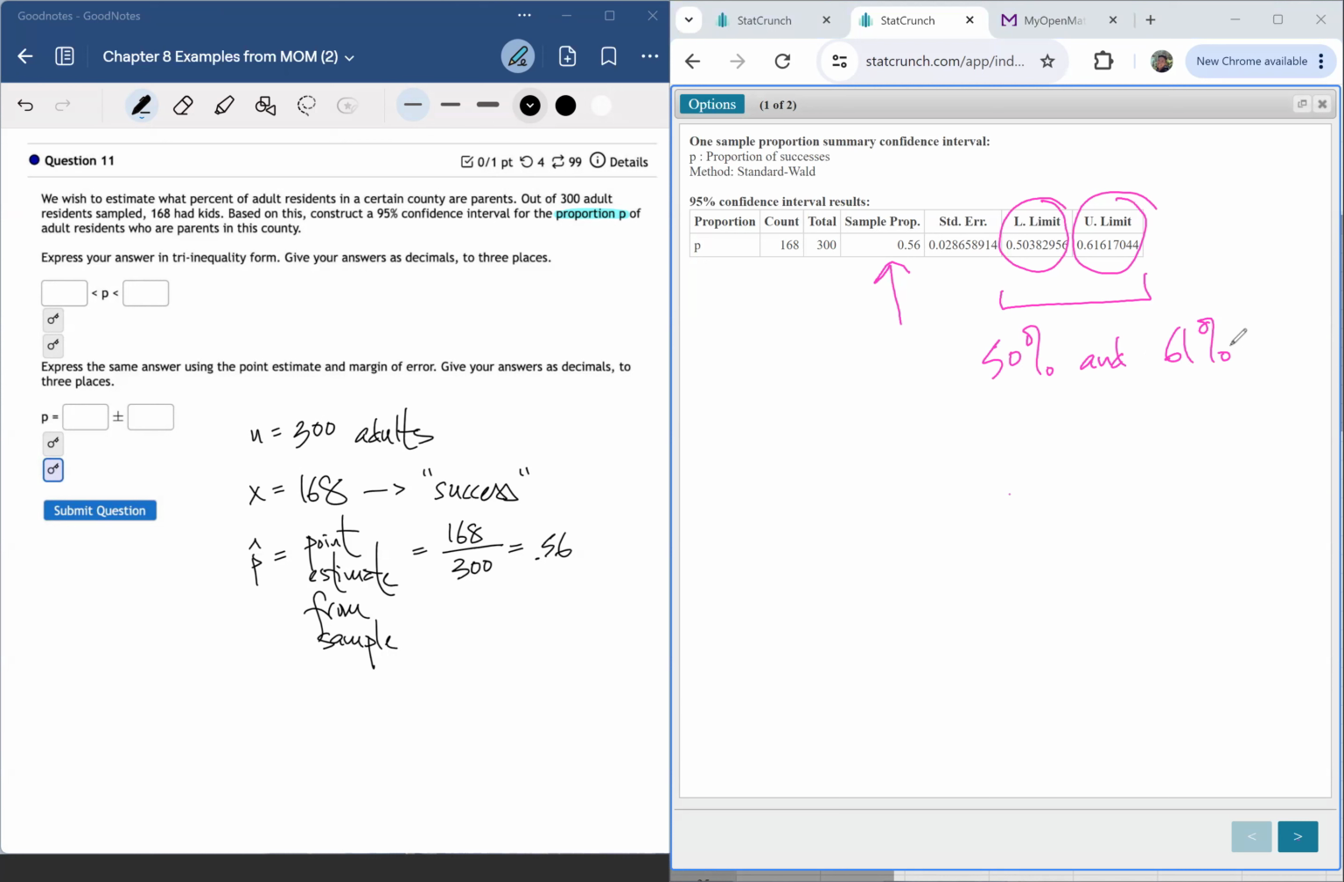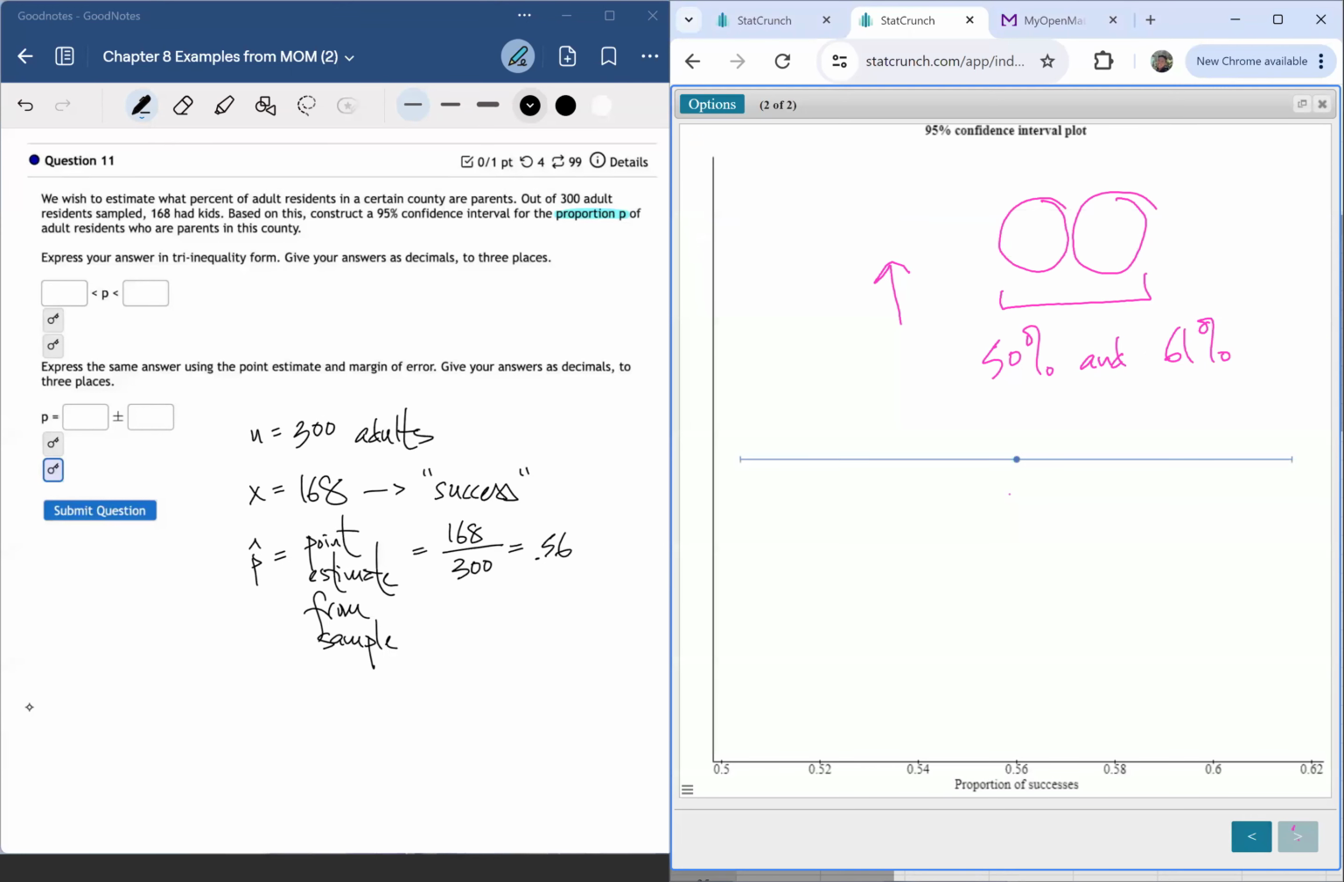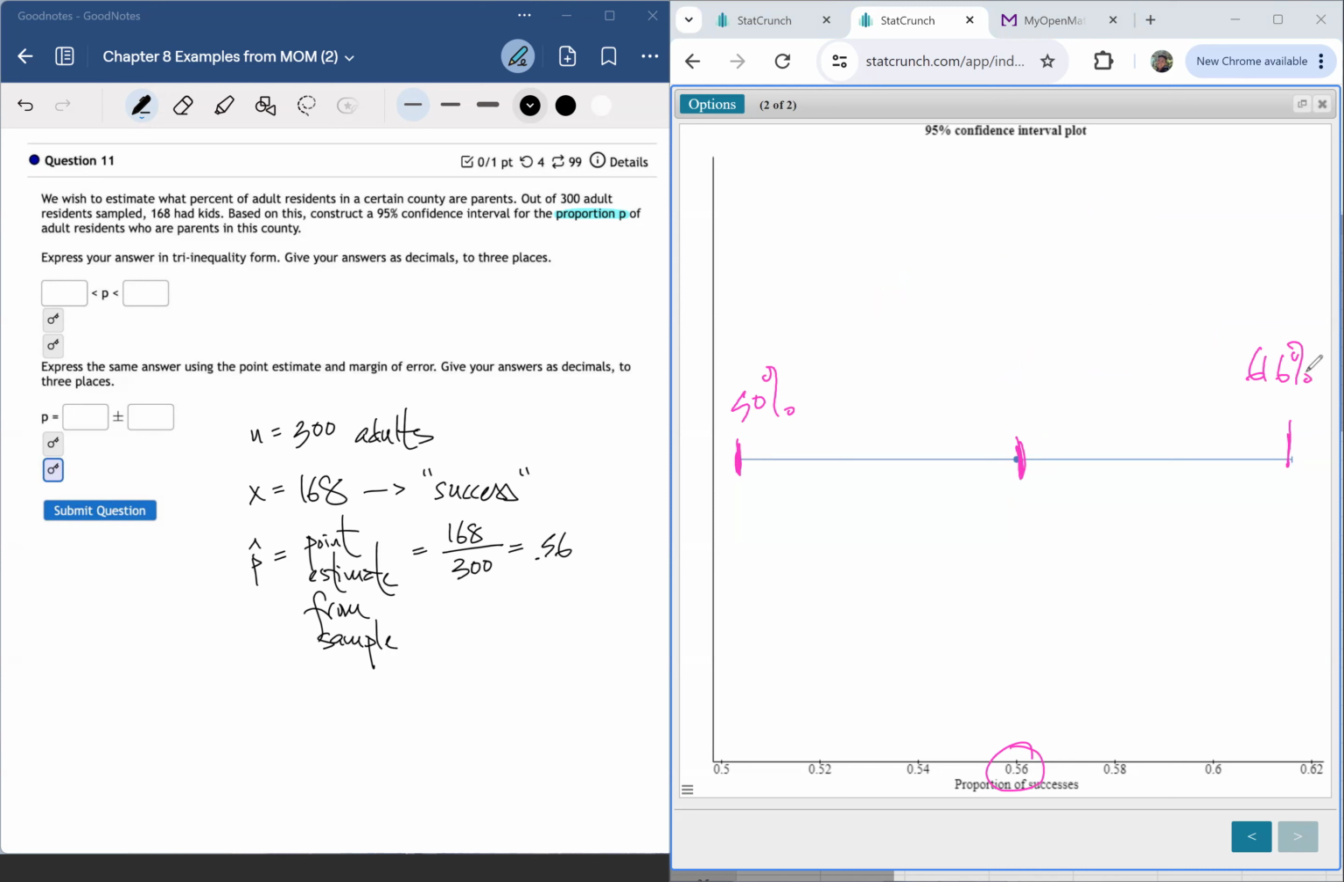And so if we look at our diagram just to see what the confidence interval looks like, let me get rid of those pictures. We can see here that this is our proportion of success, our 0.56 or 56% of the adults that were asked are parents, but between 50% and 61.6%, the true proportion is somewhere in between here.